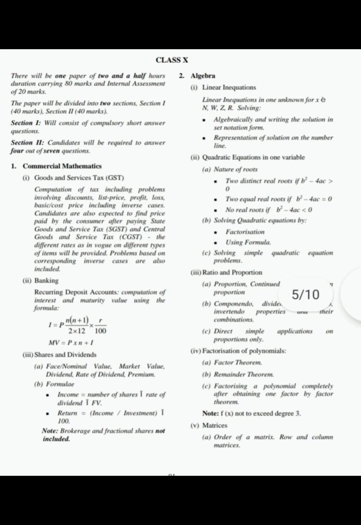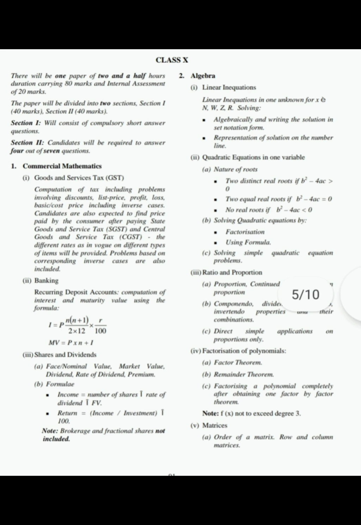Section 1 will consist of compulsory short answer questions, and in Section 2 candidates will be required to answer 4 out of 7 questions. In Section 2 you will get choice. You have to attend 4 questions out of 7 questions.